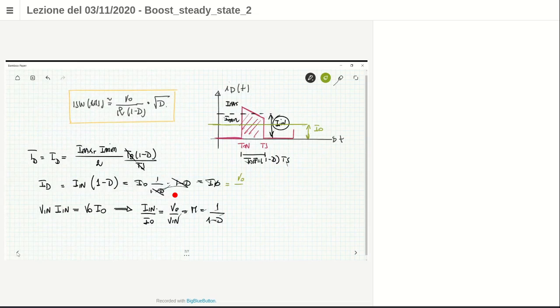I naught is also equal to V naught divided by R. Okay. So in order to get the maximum possible average value, you have to consider the minimum value of the resistance, okay? V naught over R minimum.